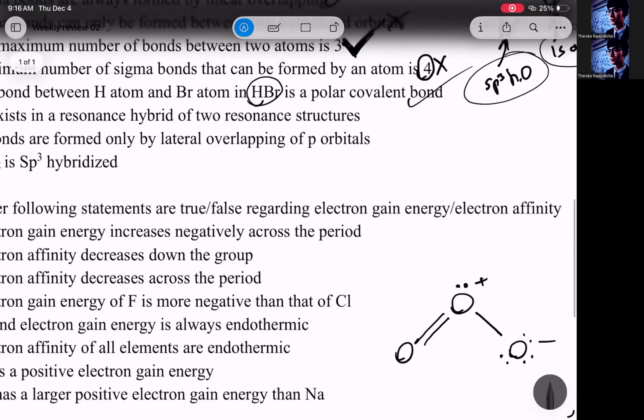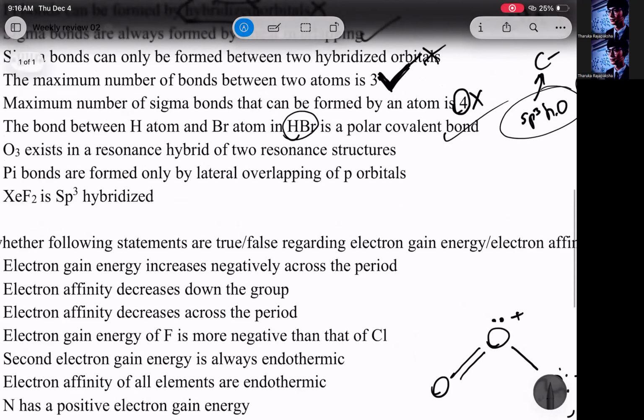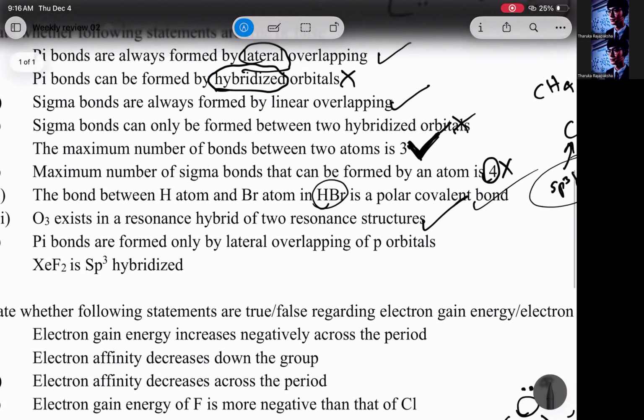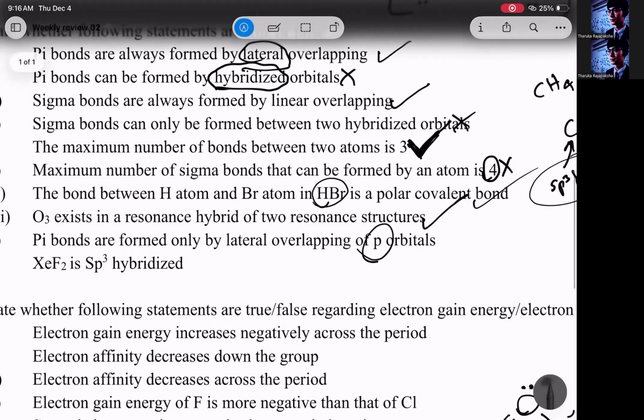That is correct. Pi bonds are formed only by lateral overlapping of p orbitals. Wrong. Sometimes d orbitals can also form pi bonds. That's wrong.